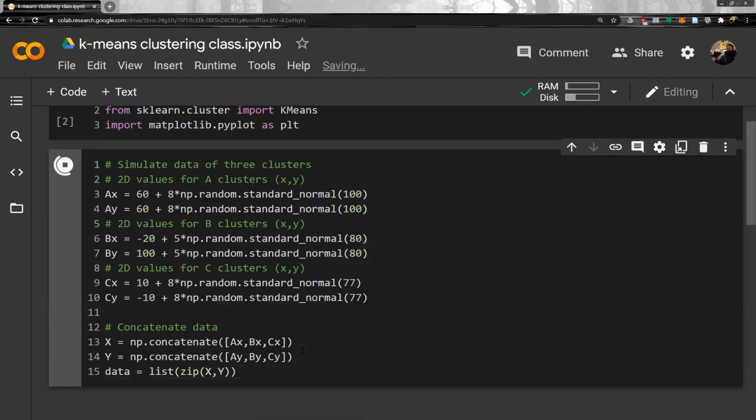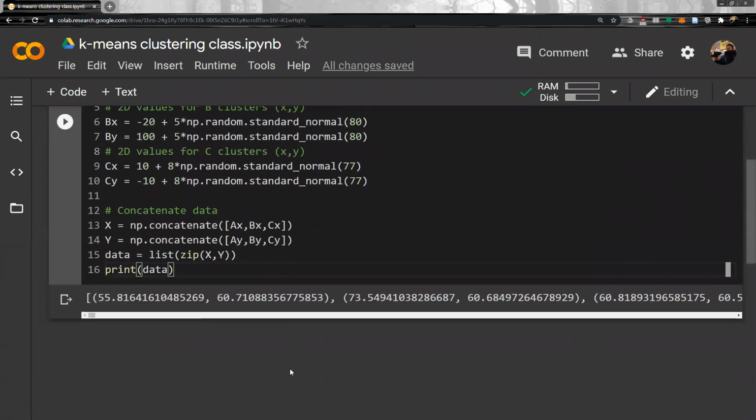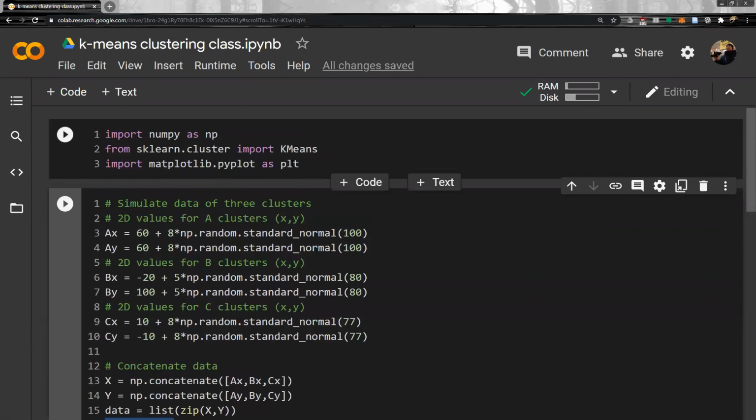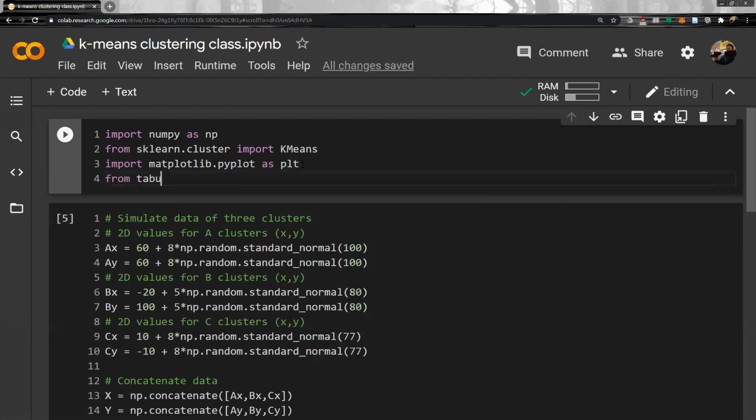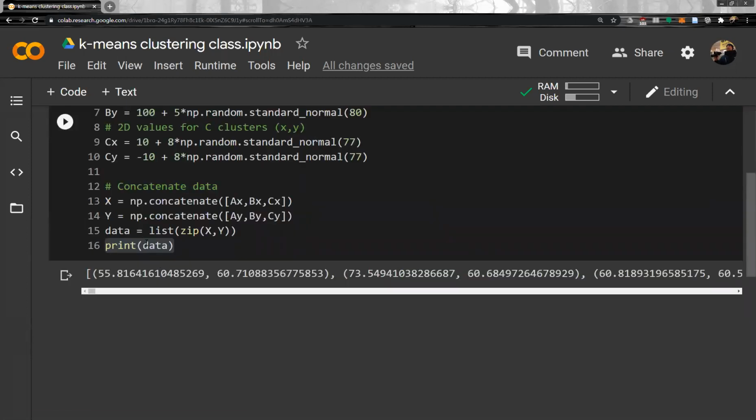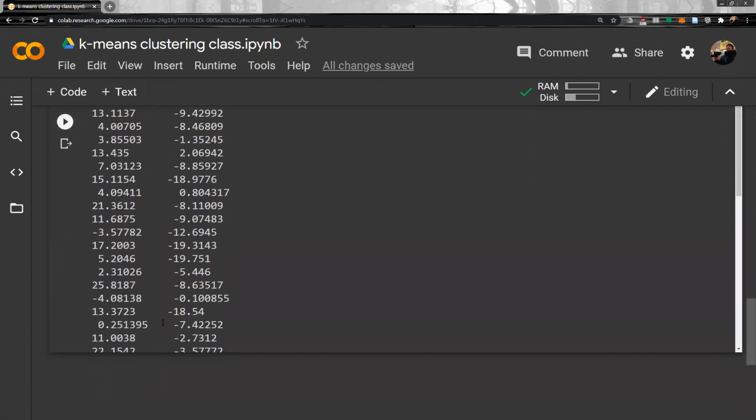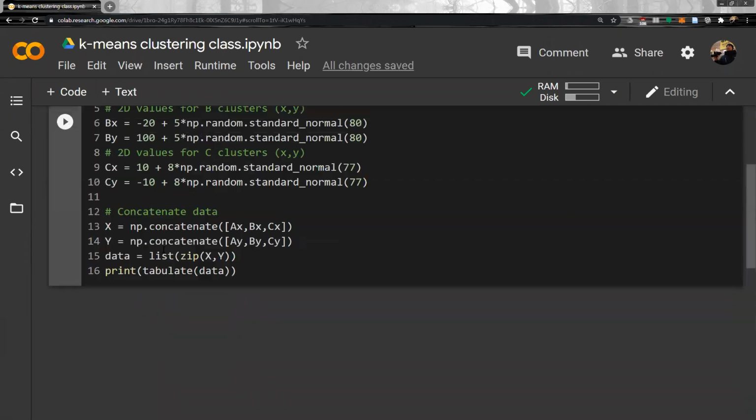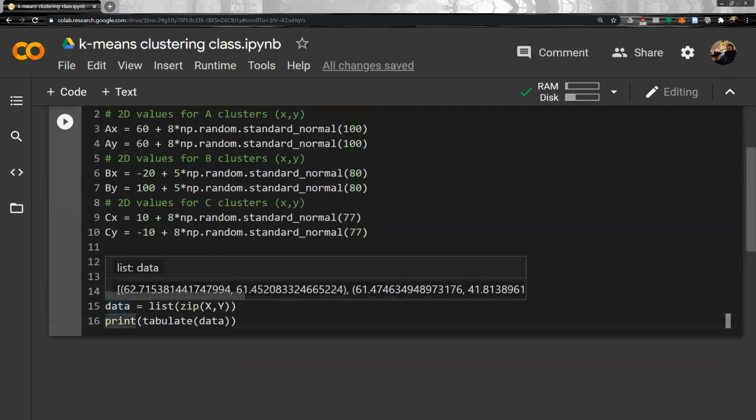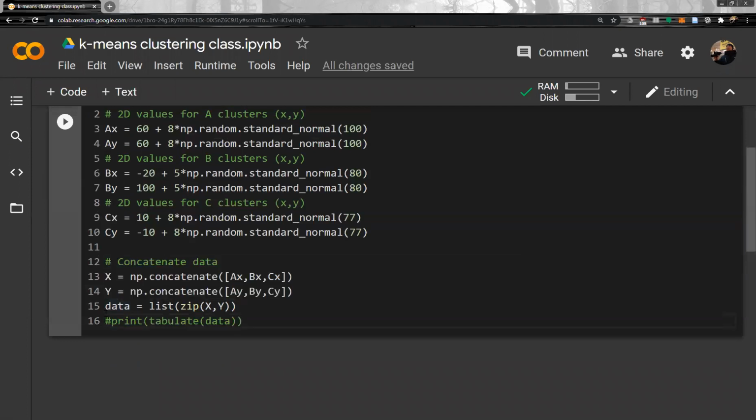Okay. And then let's look at the data. So now the data looks like this. From tabulate import tabulate, and then tabulate data. Okay, so the data looks like this. So x-axis and y-axis, good. So now we have data.